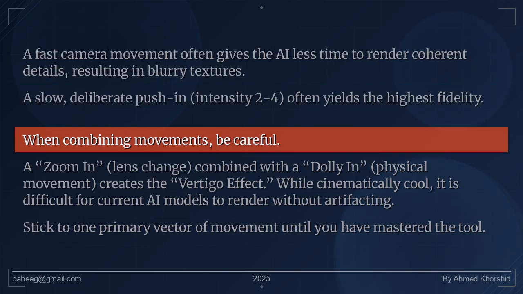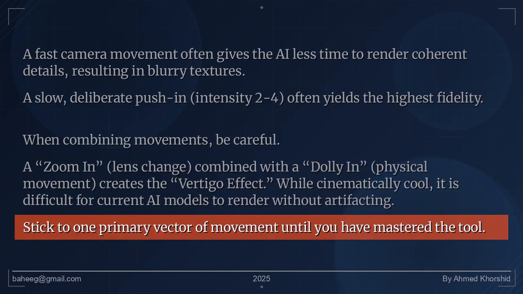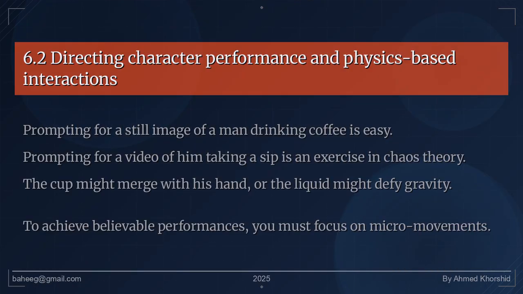When combining movements, be careful. A zoom-in, a lens change, combined with a dolly-in, a physical movement, creates the vertigo effect. While cinematically cool, it is difficult for current AI models to render without artifacting. Stick to one primary vector of movement until you have mastered the tool.